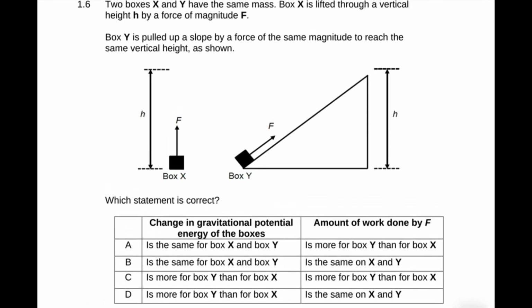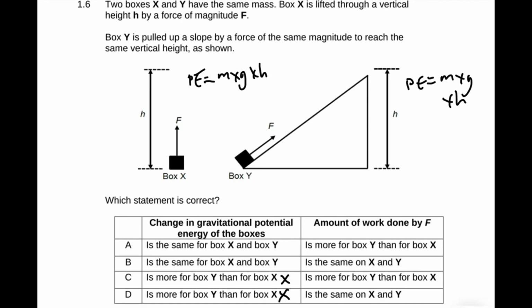So let's look and see if that is true. For box X, the potential energy will be from 0 to mass multiplied by gravity multiplied by height. And then for box Y, we essentially have the same thing, right? The mass is the same, the gravity is the same and the height is the same. So option A and B are still safe, but C and D cannot be correct because we have different gravitational potential energies for the boxes.